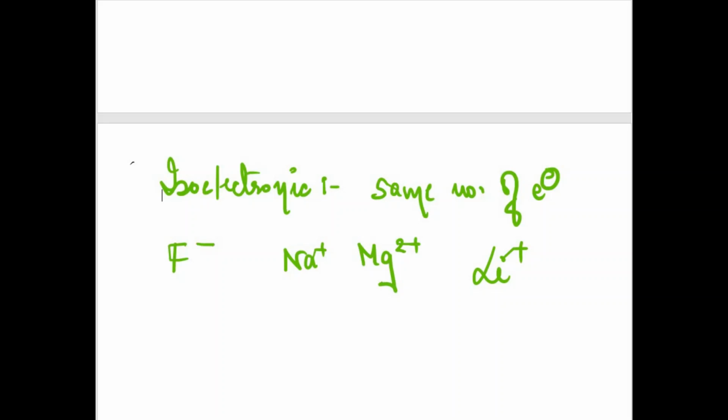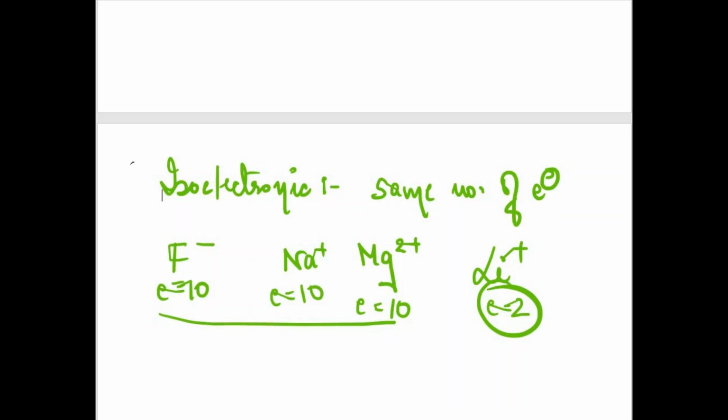So fluorine has an atomic number of 9. It has gained 1 electron, so the total electrons is 10 here. Sodium is supposed to have electrons equal to 11, but it has lost an electron, so it has become 10. Magnesium has 12 electrons, but 2 plus means 10 electrons. Lithium had 3 electrons, plus 1 meaning 2 electrons. So they are not isoelectronic. These three have the same electrons, but this is not. Right? So this option gets cancelled.